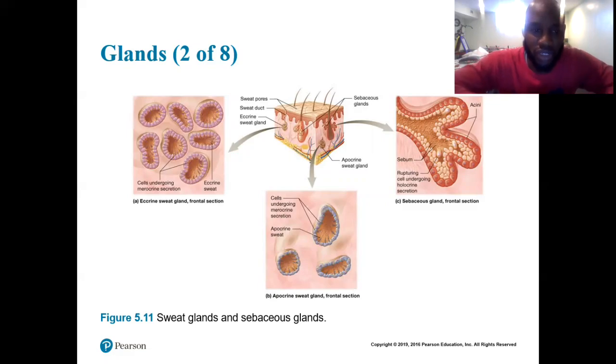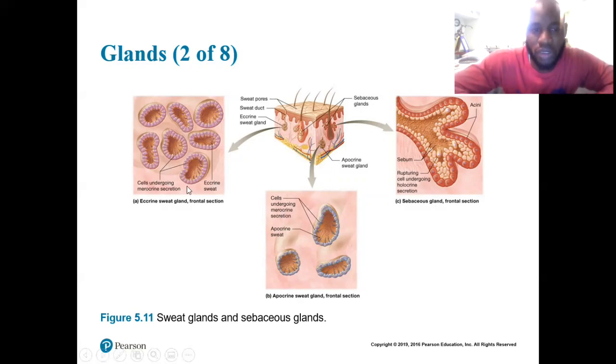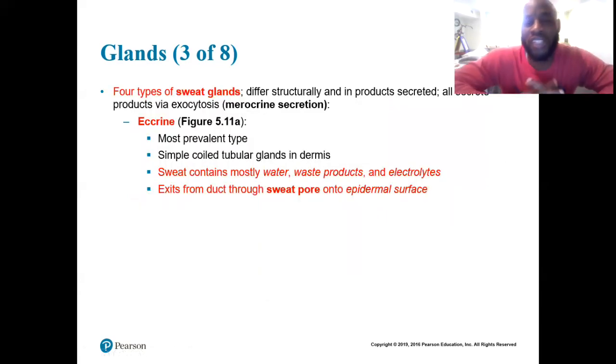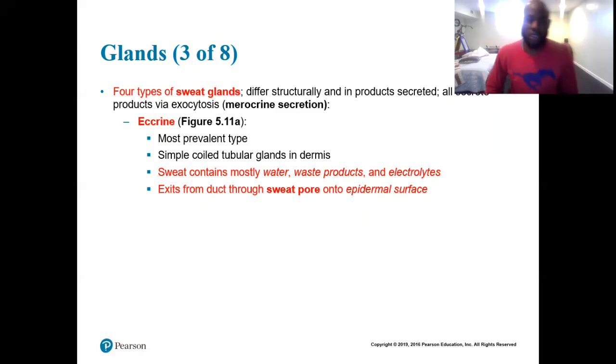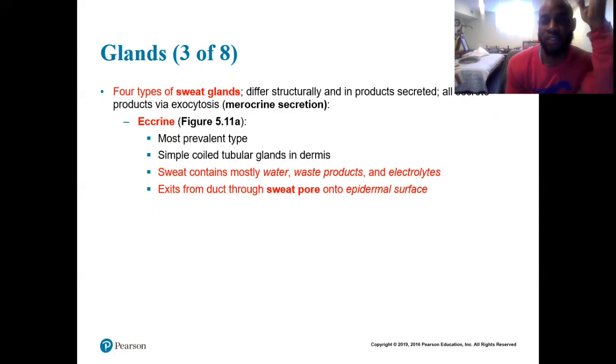These are the basic structures. We've talked about the eccrine, apocrine a little bit. So you have eccrine sweat glands, apocrine sweat glands, sebaceous glands. You actually have 4 types of sweat glands, and they differ structurally and in the product secreted, but they all secrete by exocytosis. Remember, exocytosis, vesicles going towards the surface and then releasing the contents of the vesicle out of the cell.